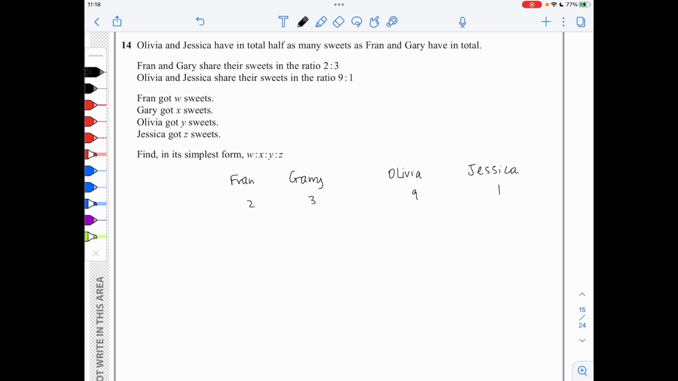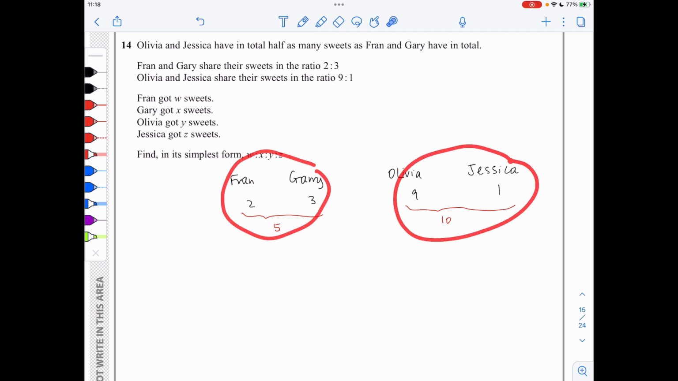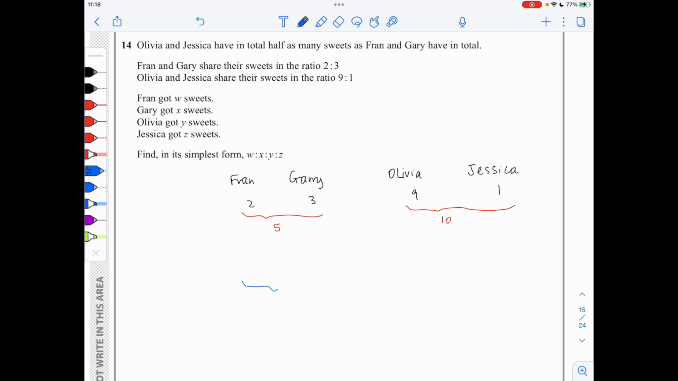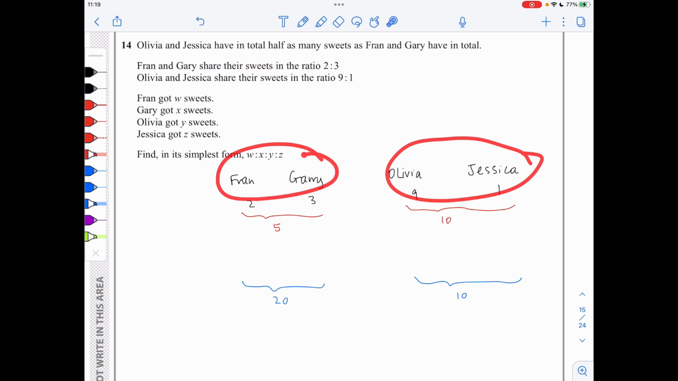As they stand, we've got 5 parts in total for Fran and Gary and 10 parts in total for Olivia and Jessica. Now we need to take into account the fact that Olivia and Jessica have half as many sweets as Fran and Gary, or if you want to see it from the side of Fran and Gary, they should have double of what Olivia and Jessica have. So I would like this to be a total of 20 and these to remain a total of 10, so that I enforce somehow this relationship between the total of Olivia and Jessica and the total of Fran and Gary.